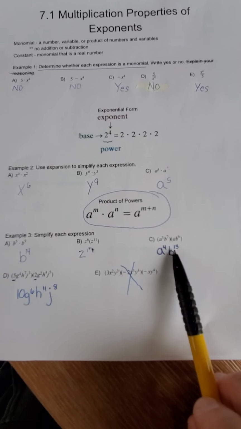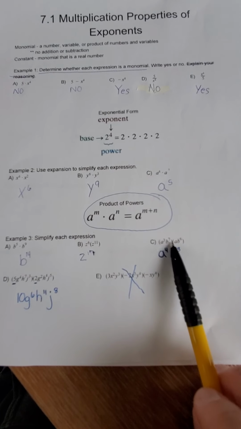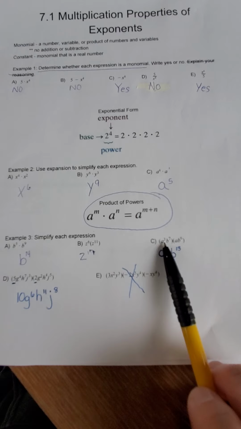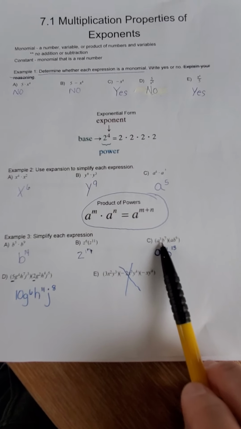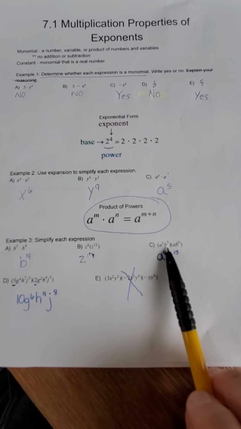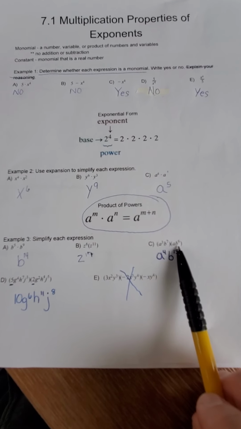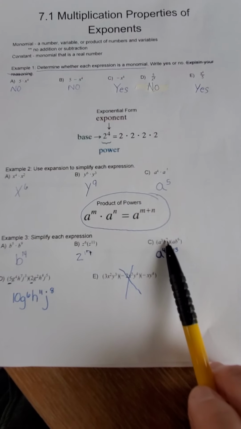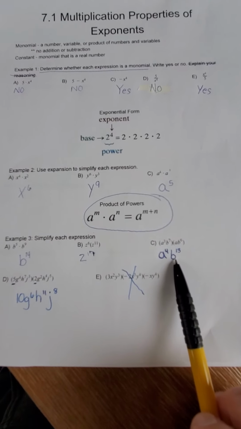Letter C gets a little bit more challenging, but that's okay. I'm still multiplying, so I look at my base as my a. I have a to the 3rd and a, so I add those. I get a to the 4th. I have b to the 7th times b to the 6th, but again, I'm adding them. So 7 plus 6, b to the 13th.